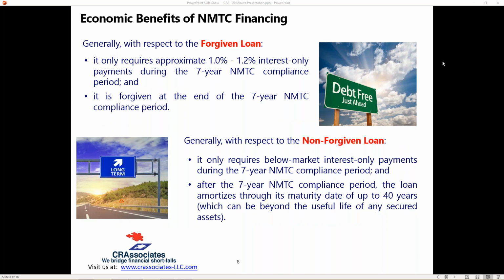Generally, with respect to the forgiven loan, it only requires approximately 1 to 1.2% interest-only payments during the 7-year compliance period, and it is forgiven at the end of the compliance period.